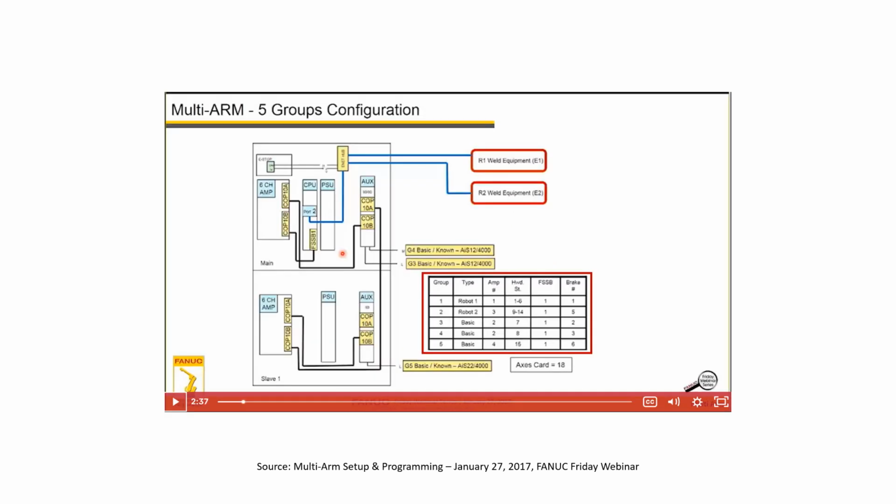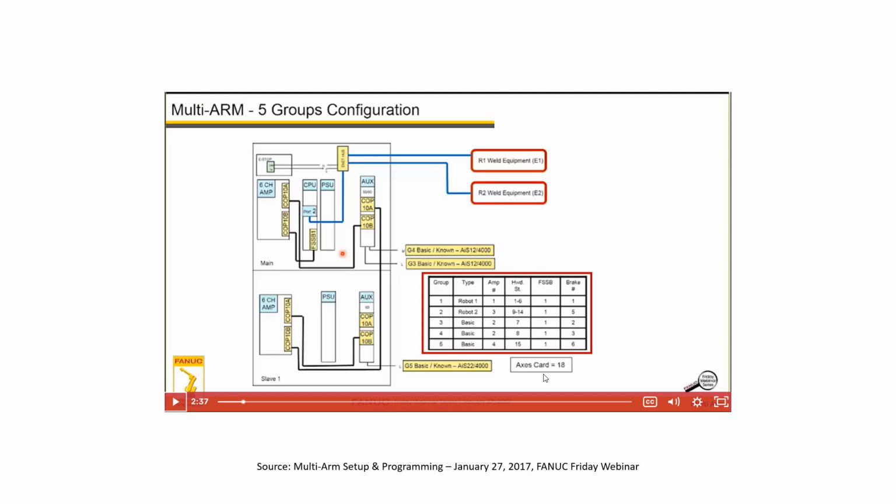Here we have an example of another hardware configuration where we have 5 groups. Group 1 and group 2 are going to be for Robot 1 and Robot 2, and groups 3, 4, and 5 are going to be for positioners. We're going to have the main cabinet where we have the CPU, the FSSB card, and the 6-channel amplifier. And on the second cabinet, we're going to have the other 6-channel amplifier.